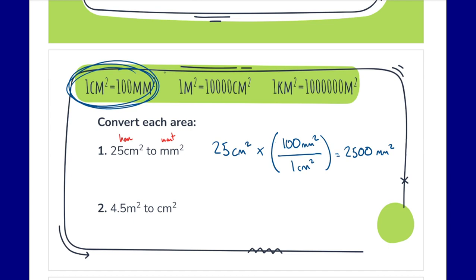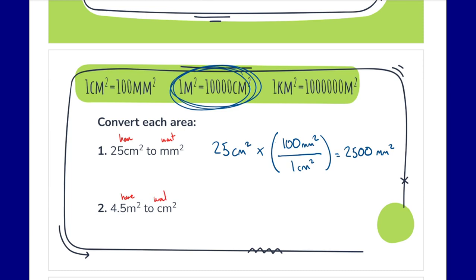For example 2, same idea, just a different unit rate. So the meters squared and the centimeters squared. We have meters squared and we want centimeters squared. So 4.5 meters squared multiplied by, going to our unit rate now, we put our centimeters squared on top, so 10,000, divided by the 1 meter squared, the units we have, on the bottom. So 4.5 times 10,000 is 45,000 centimeters squared.